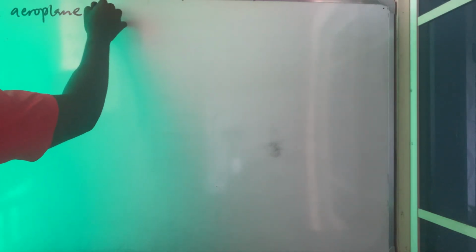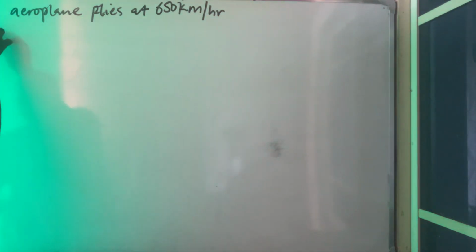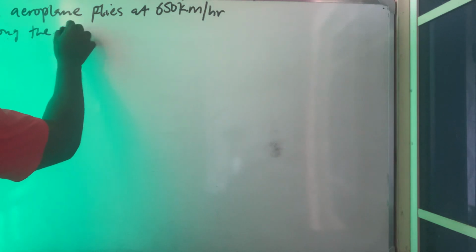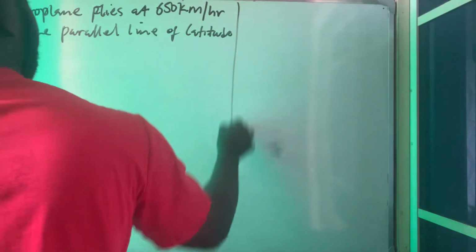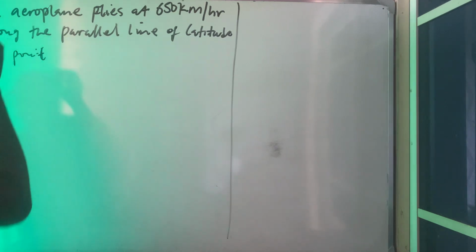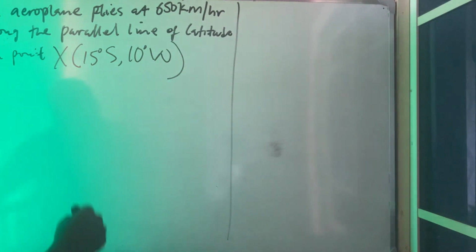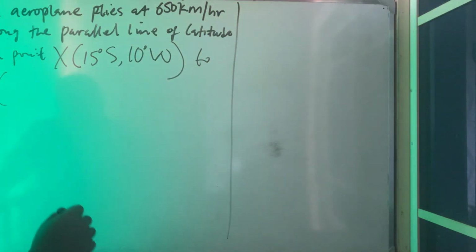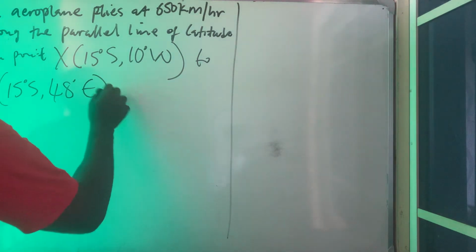They say an aeroplane flies at 650 kilometers per hour along the parallel line of latitude from point X, 15 degrees south and 10 degrees west, to point Y, 15 degrees south and 48 degrees east.